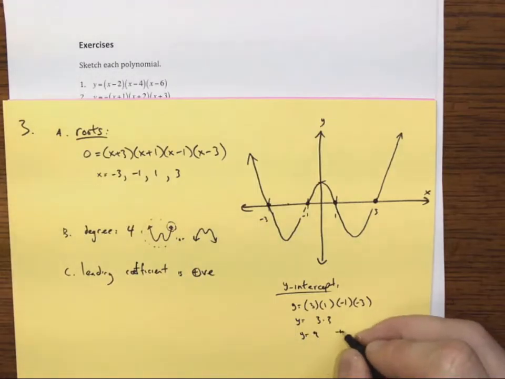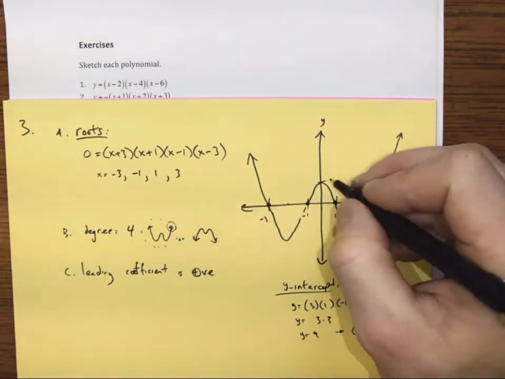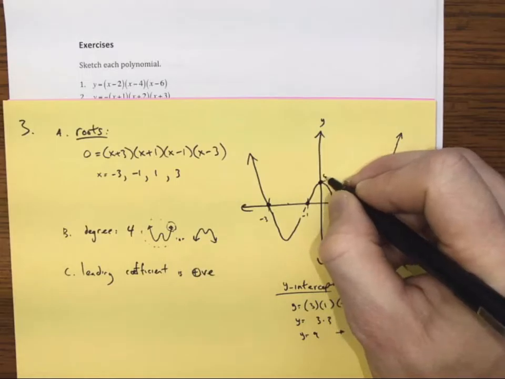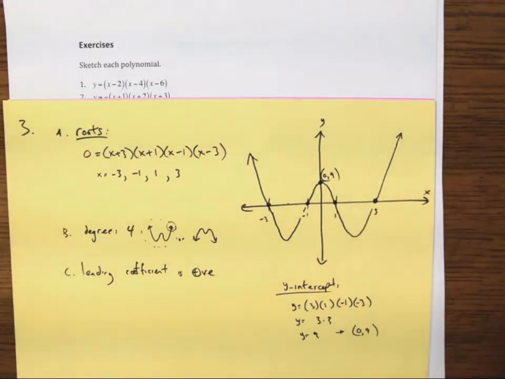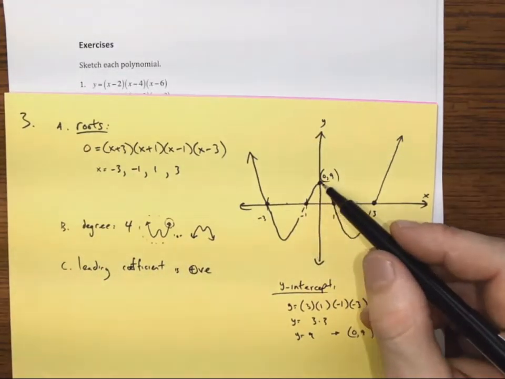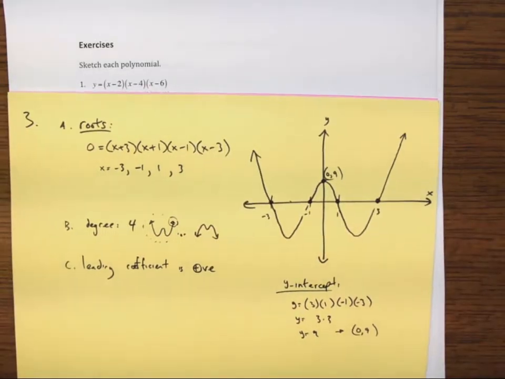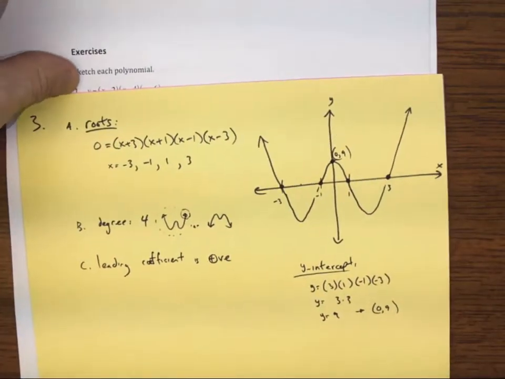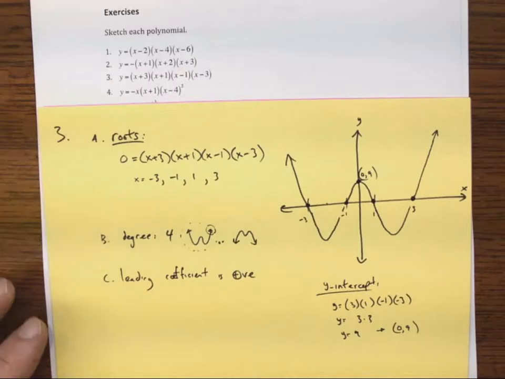So the y-intercept is at 0, 9, which is this point. 0, 9. And that works. It's not negative, it's positive. So that means chances are we at least did something right there. All right, let's move on to the next question.